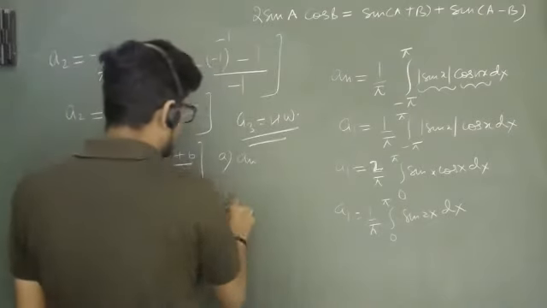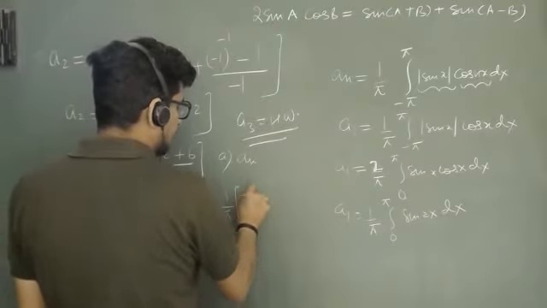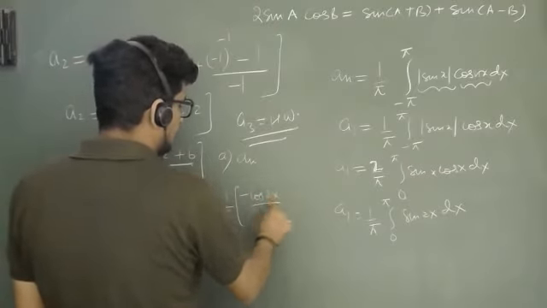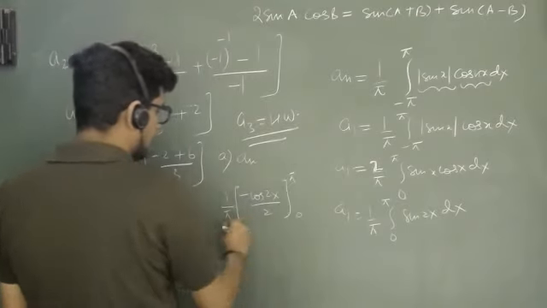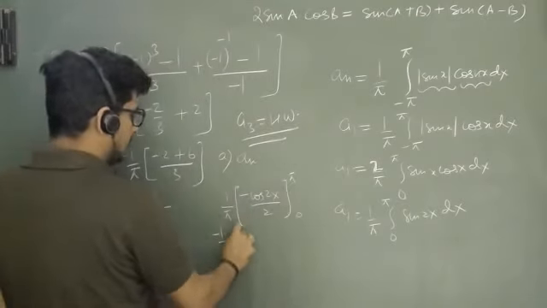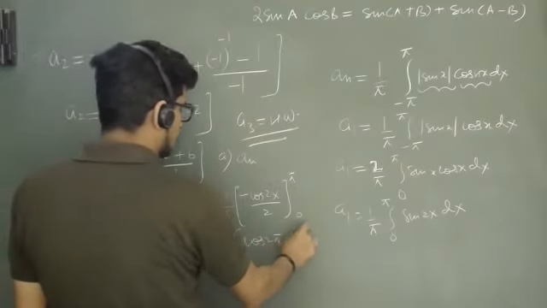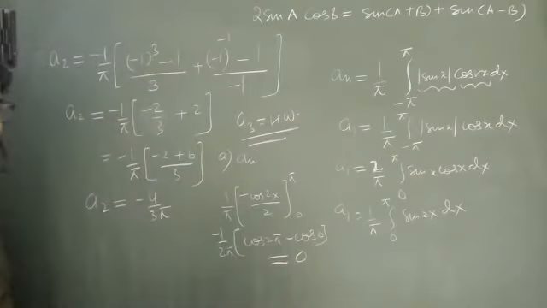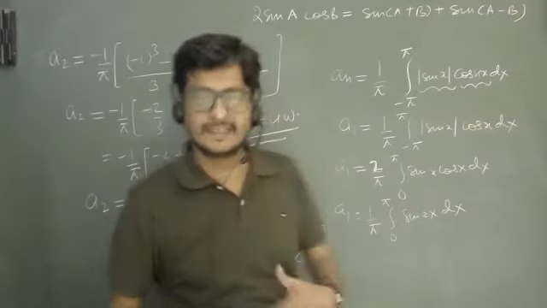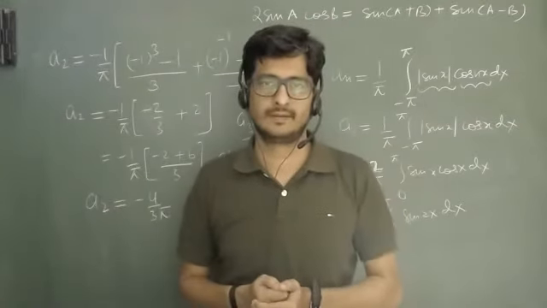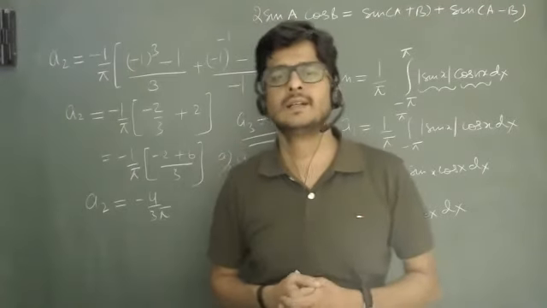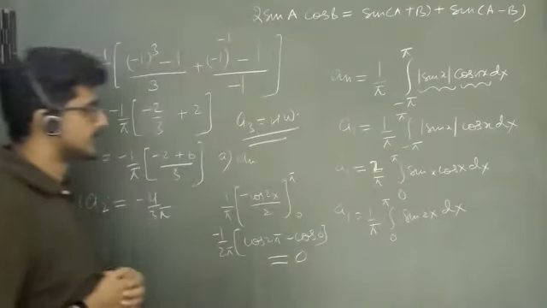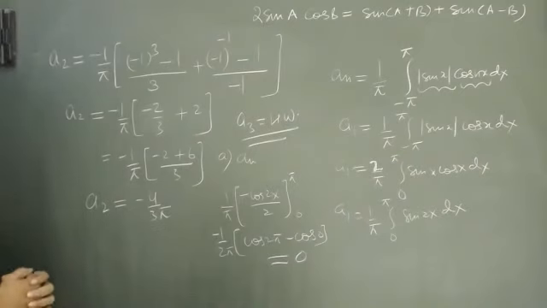Yes, sir. So this will become 1 by pi times minus cos 2x by 2 from 0 to pi. So it will become minus 1 by 2 pi times cos of 2 pi minus cos of 0. So that's why it will become 0. Got it? So this is what I was talking about, that this has to be calculated separately. Okay? Is it clear to everyone?